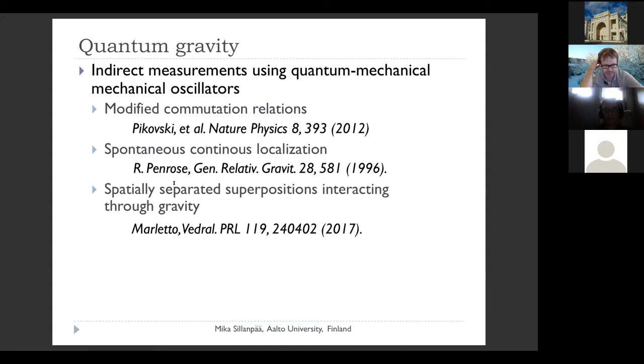And then the gold standard would be to create truly spatially separated superposition states of two massive objects, and these interact through gravity. And if they, for example, entangle through gravity, this would be pretty much the evidence of quantum gravity. But this last one in particular is totally beyond reach currently, and that I'm not going to do. But something that I'm proposing is not quite on this list, but it is the first step towards this last one.